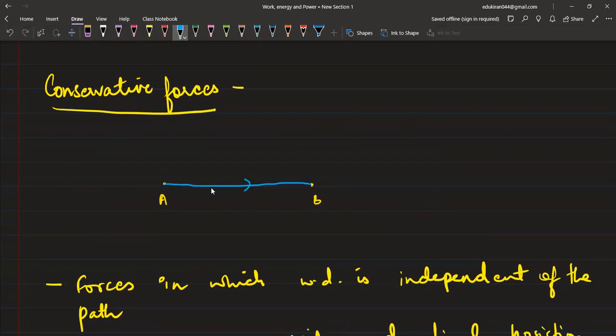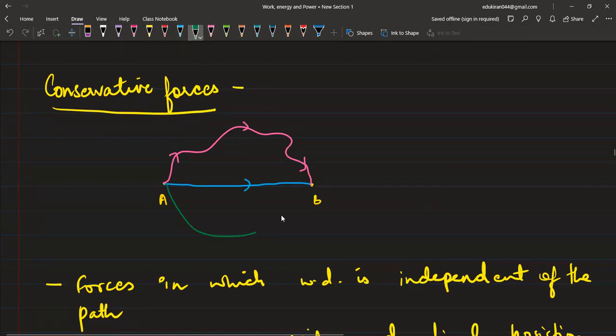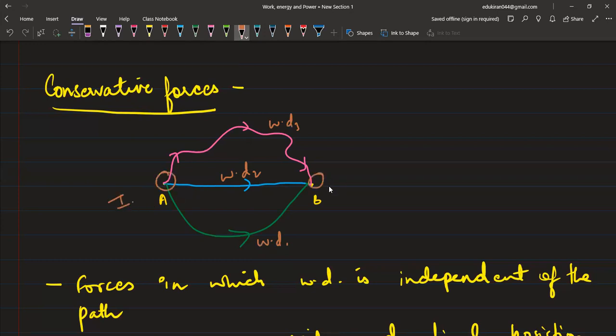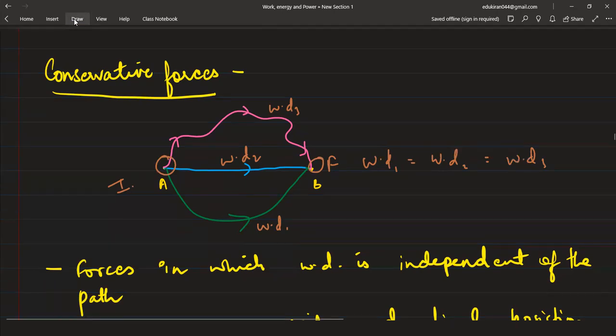I can go from A to B like this. I can go from A to B like this. I can go from A to B like this. So we have here work done 1, here we have work done 2, here we have work done 3. All are independent. It just depends upon the initial and the final point. Means your work done 1 is equal to work done 2 is equal to work done 3. This should be kept in mind.